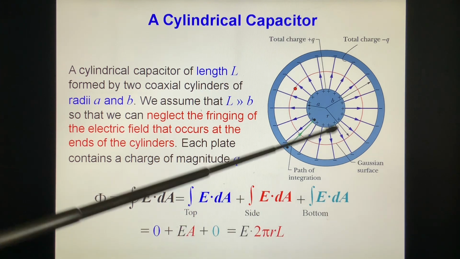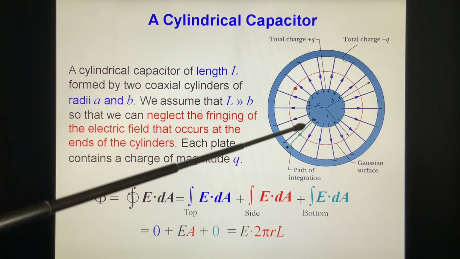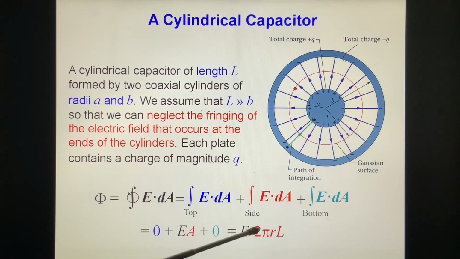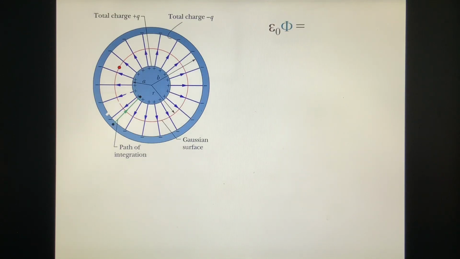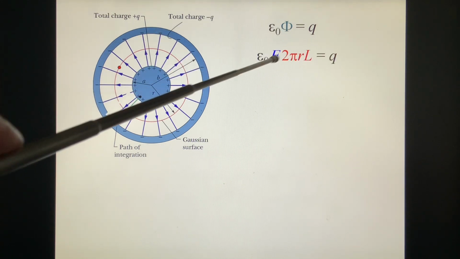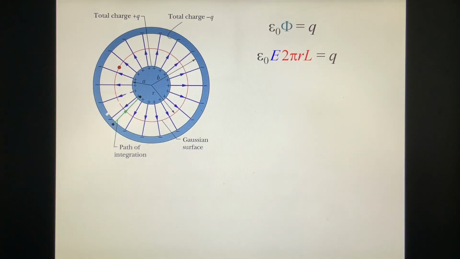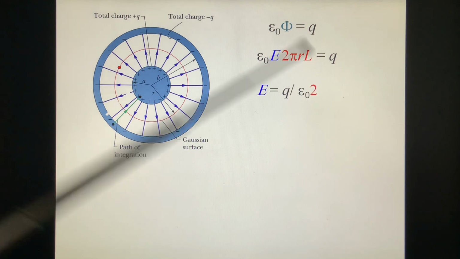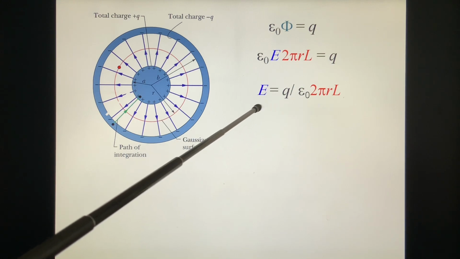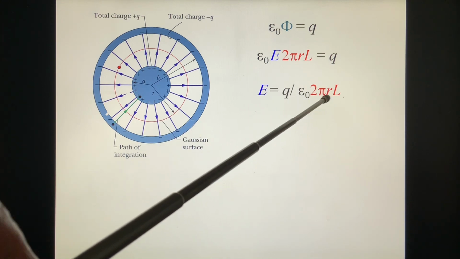And this A is the surface area of the cylinder. It's 2 pi r L. This is the area of the cylinder surface. Now we use Gauss's law: epsilon 0 times phi equals Q, where Q is the charge enclosed here. So the flux phi is E 2 pi L r, equal to Q over epsilon 0. Then we find E. E is Q over epsilon 0 2 pi L r. E is not constant. It's inversely proportional to r.